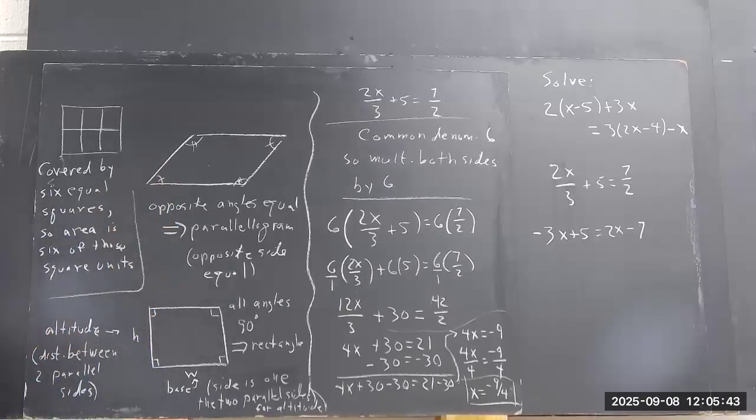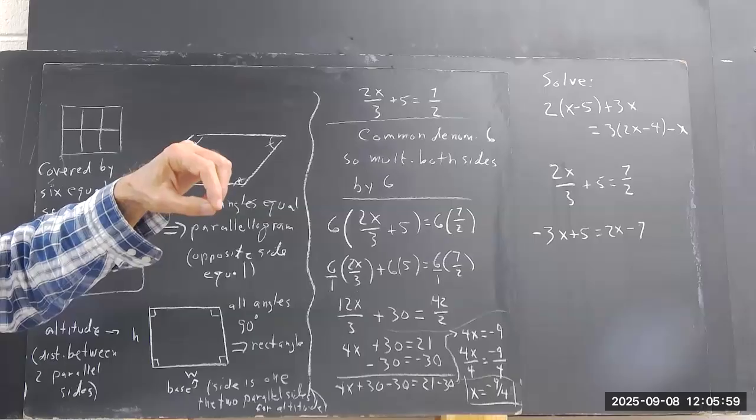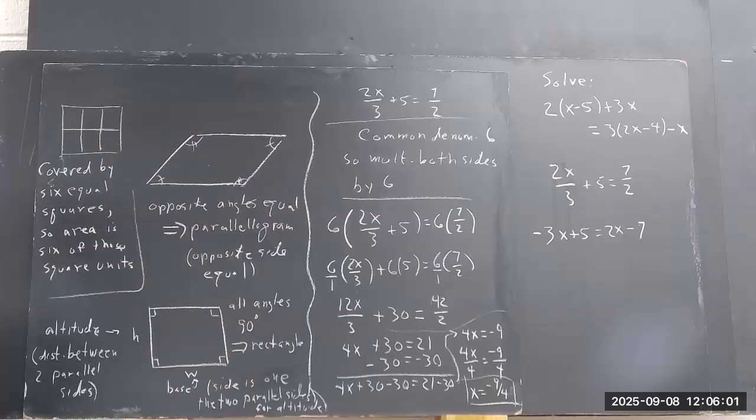So the area is 6 of those square units. Each of those squares is identical. 6, I say equal squares. That's okay. Identical might have been a better word, but equal will work. If they're squares and they're equal, that means everything's equal. The sides are equal, the areas are equal.